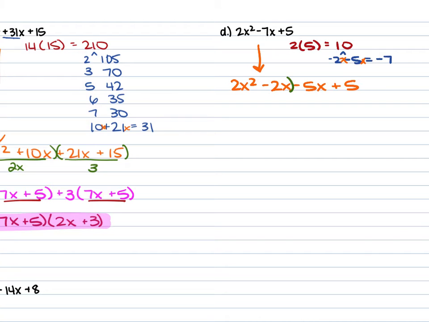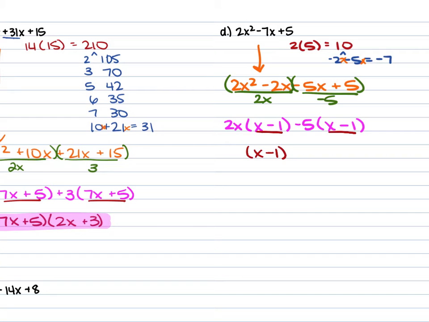We have 4 terms, so we'll factor by grouping. We're going to factor out a 2x from the first set of parentheses and a negative 5 from the second. The 2x goes out front. What's left over is just x minus 1. The negative 5 goes out front. What's left over is just x minus 1. Our two sets of parentheses are the same, so we're going to rewrite the x minus 1 once and form another set of parentheses with the 2x and the negative 5.